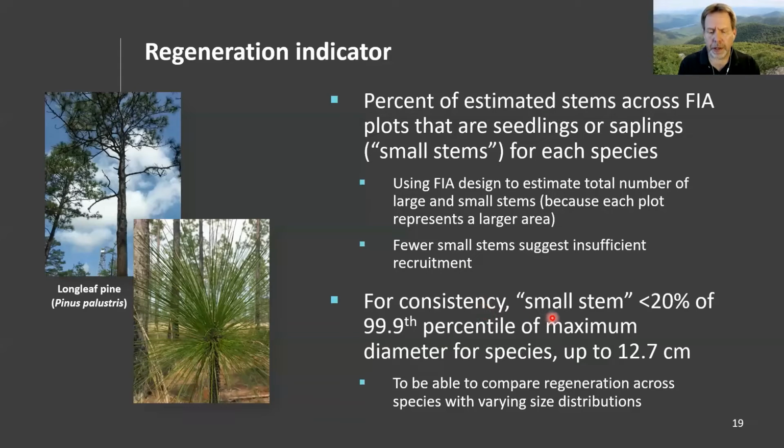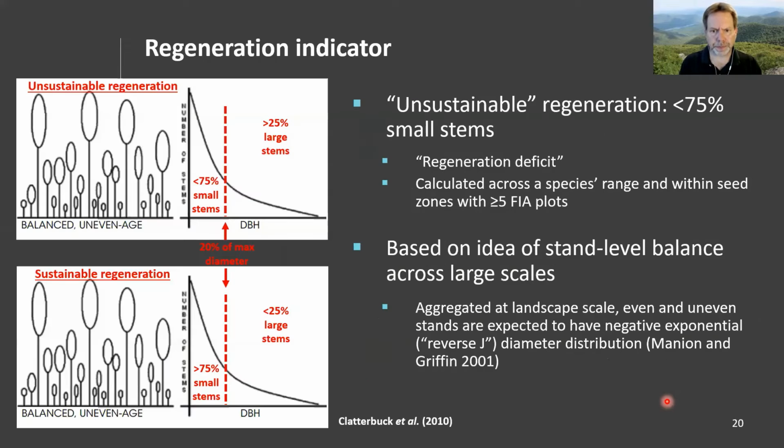For consistency, we defined a small stem for a species as being those that are less than 20% of the 99.9 percentile of the maximum diameter of that species, up to 12.7 centimeters DBH. And we do that to be able to compare regeneration across species with varying size distributions. So we want to make sure that we're capturing insufficient regeneration for small species like dogwood or redbud, as well as oaks and the like.